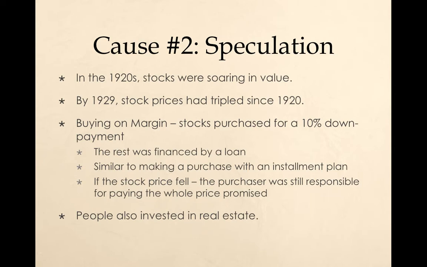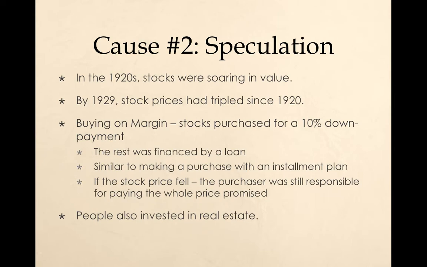Buying on the margin. In the 1920s, stocks could be purchased for a 10% down payment called a margin. The rest of the price was financed by a loan from the stockbroker. It was similar to making a purchase on the installment plan. The buyer paid only 10% of the stock's value and promised to pay the rest when they sold the stock at the end.